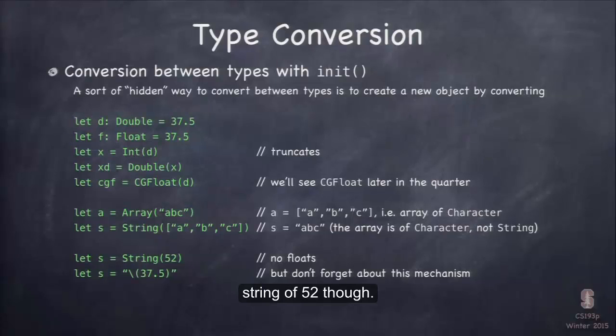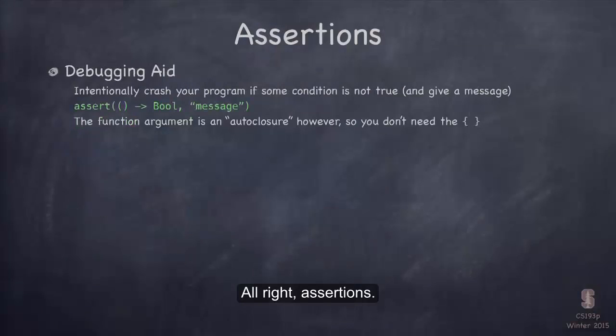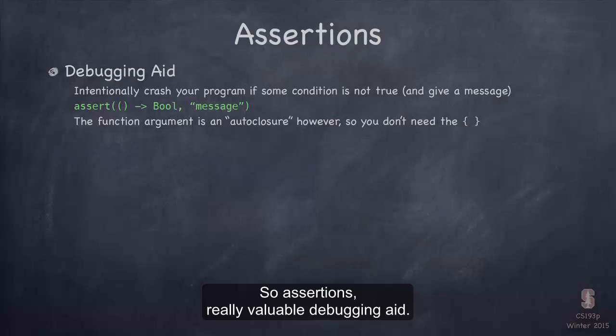Okay? You can do string of 52 though, because it has toInt. It kind of knows how to do that. All right, assertions. So assertions, really valuable debugging aid.